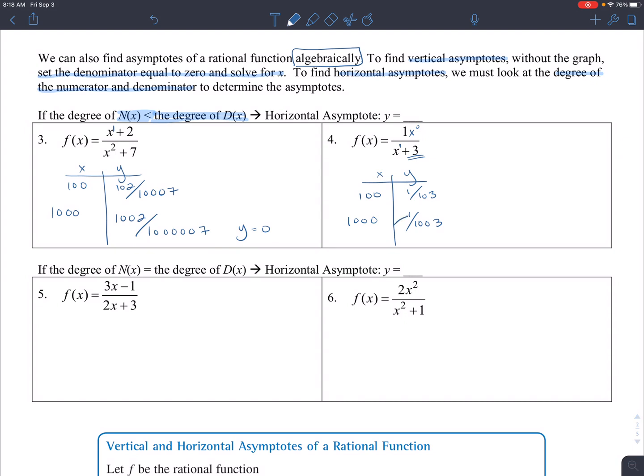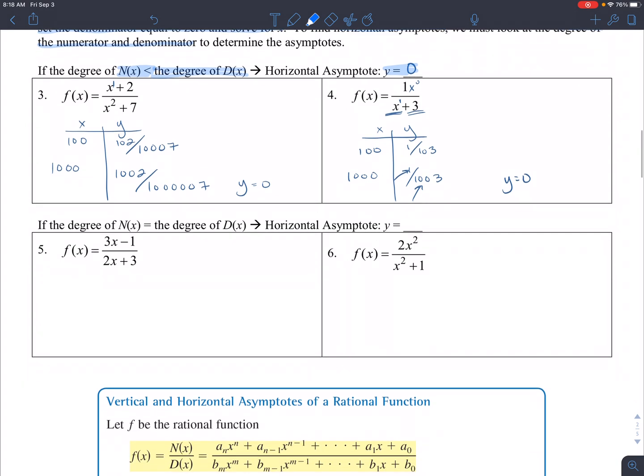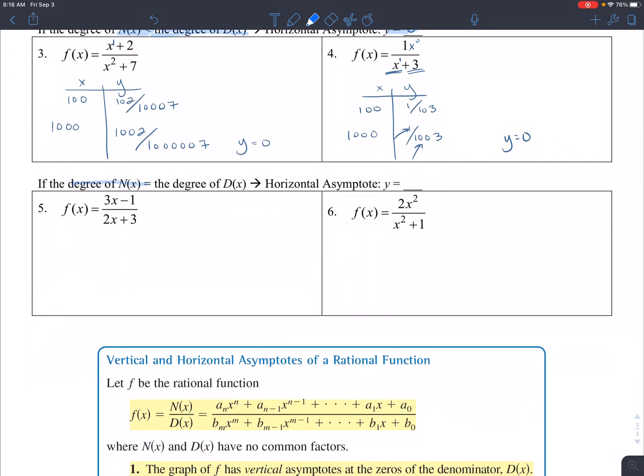But the numerator is going to stay smaller than the denominator, and as the denominator gets bigger and bigger as x goes to infinity, you're going to get closer and closer to y equals 0. So anytime the numerator is 1 degree less than the denominator, you're always going to have the asymptote y equals 0. That's not going to be the case if the degree of the numerator equals the degree of the denominator.